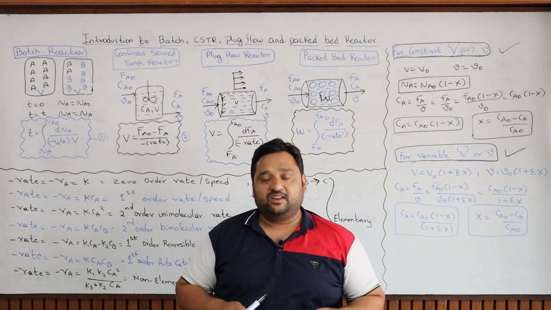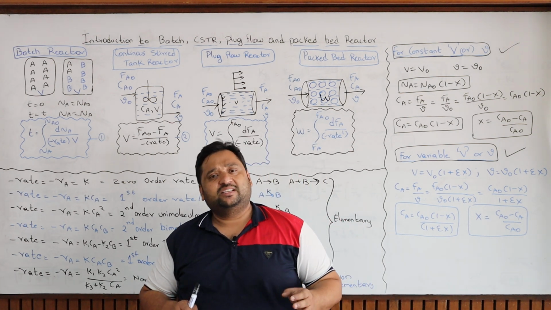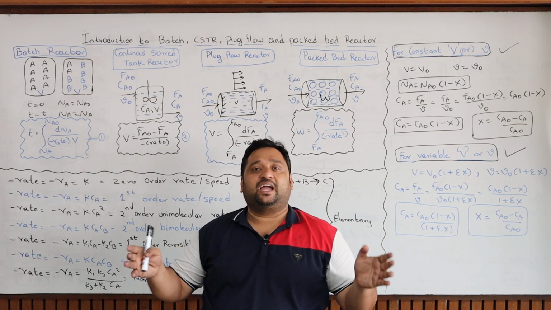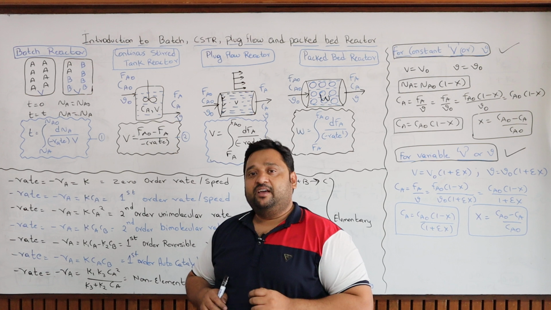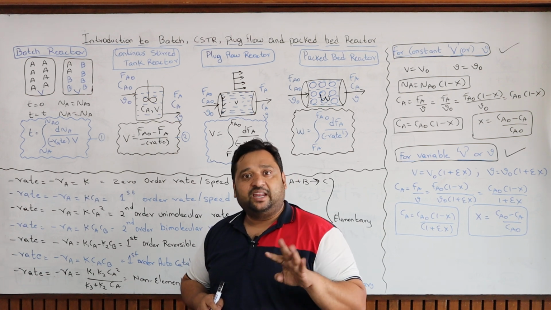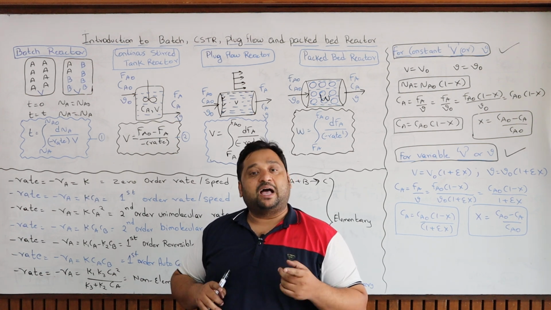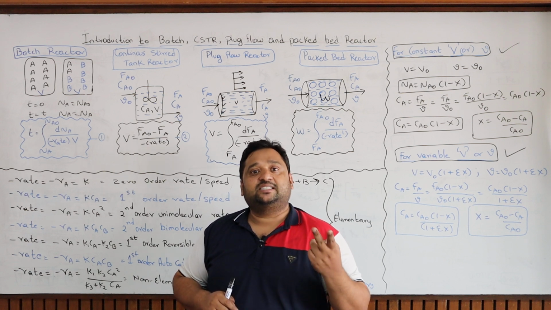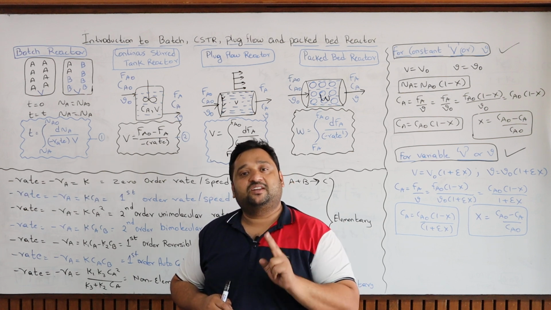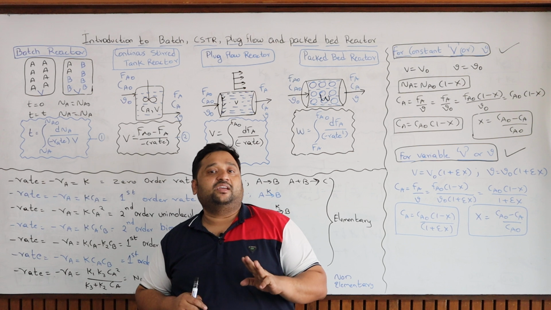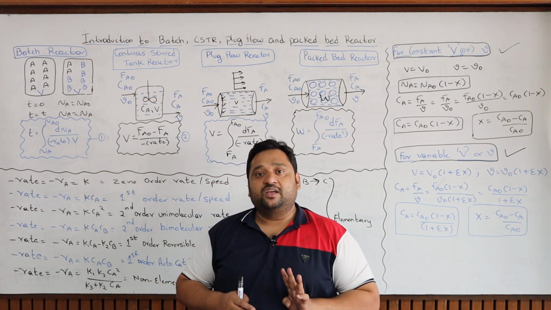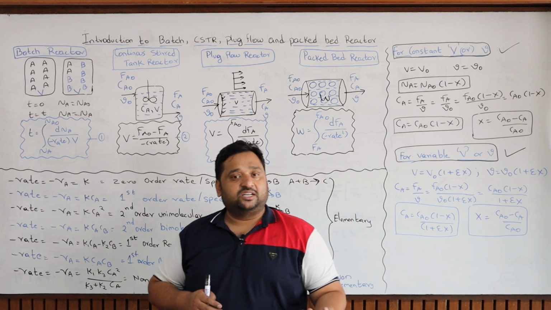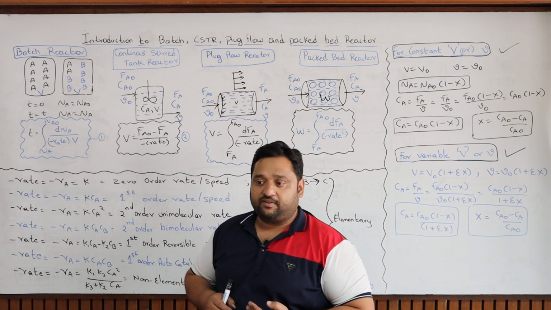In today's lecture, we are going to discuss a basic introduction to the different reactors we are going to deal with. Okay, there are basically 4 basic reactors. One is the batch reactor, second is the CSTR, that is nothing but the continuous stirred tank reactor, third is the plug flow reactor, and fourth is the packed bed reactor. Okay, these are the 4 basic reactors we normally discuss.